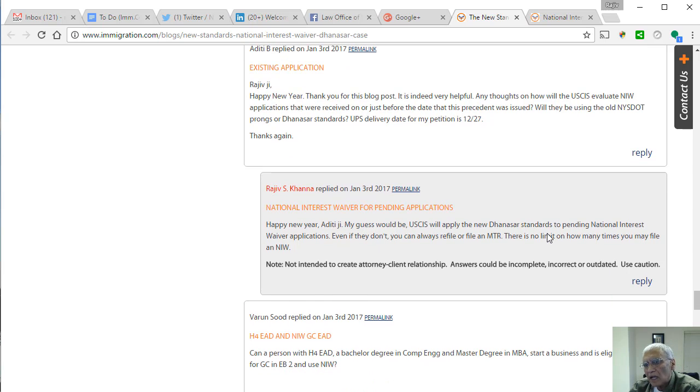Like Aditi asked me, in the pending cases, are they going to use the old standards or the new standards? She's got an NIW pending. And I said, in my view, they should be using the new standards for the pending cases. But if they do use an old standard, you can always refile the case. There's no law on how many times you can file an NIW. You can file an NIW 10,000 times, and you can file it along with other applications, EB-1A, EB-1B, or a PERM-based EB-2 or EB-3. All of this is possible.